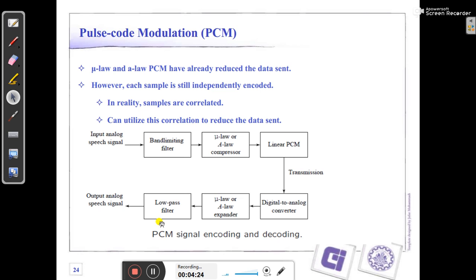In reality, samples are correlated. We can utilize these correlations to reduce the data sent. So we can use this correlation to reduce the data sent.